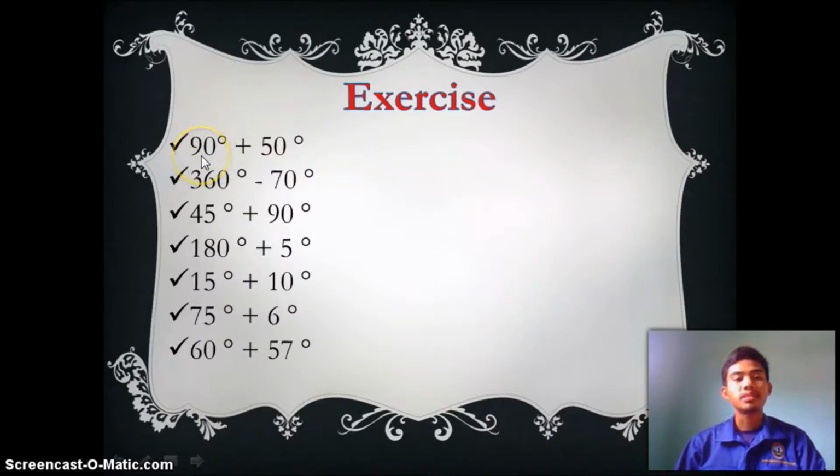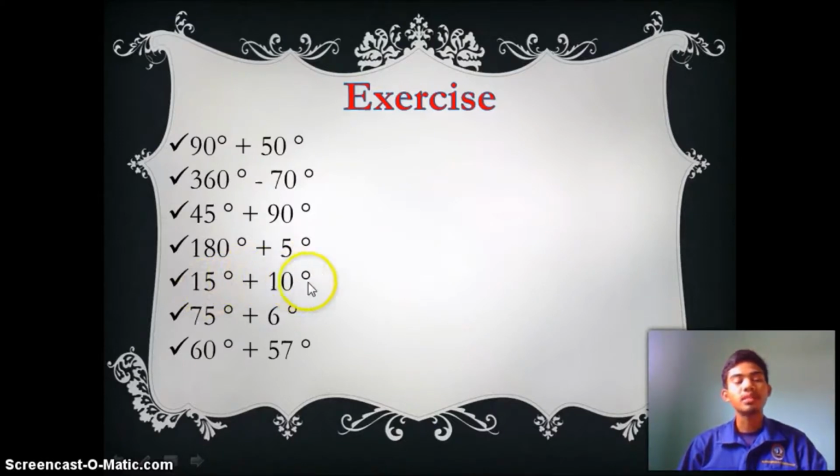The first question is 90 degrees plus 50 degrees. It will be an obtuse angle. The second one is 360 minus 70 degrees. It will become a reflex angle. And 45 degrees plus 90 degrees will become an obtuse angle, and 180 plus 5 degrees will become a reflex angle.